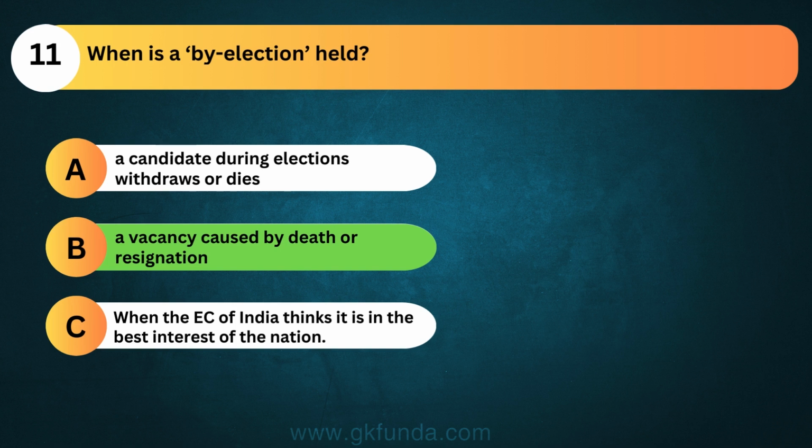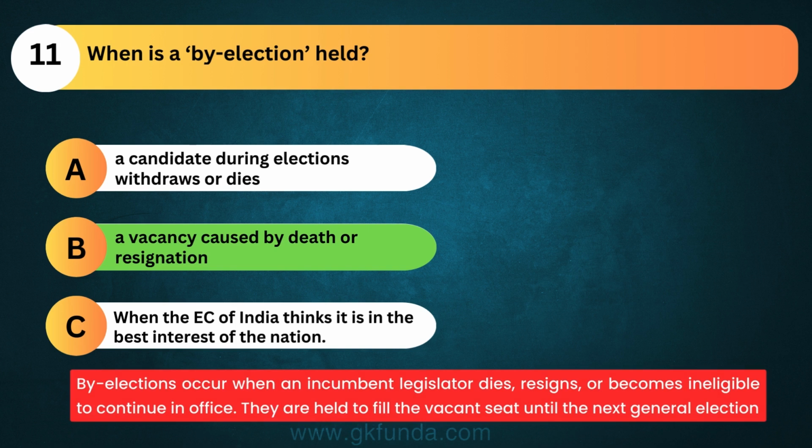between general elections. By-elections occur when an incumbent legislator dies, resigns, or becomes ineligible to continue in office. They are held to fill the vacant seat until the next general election.